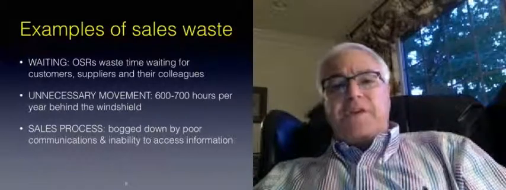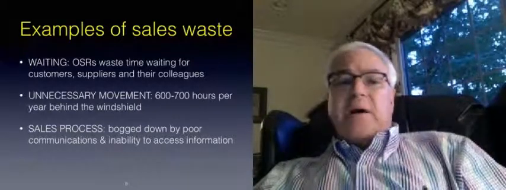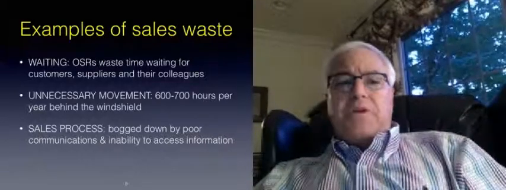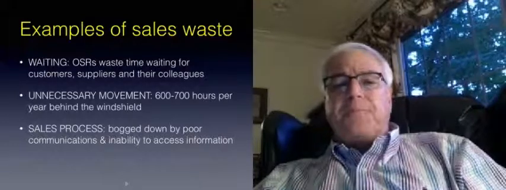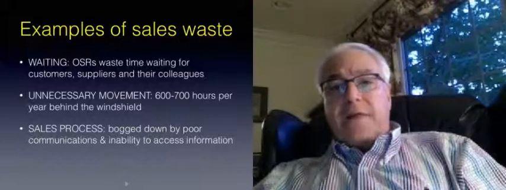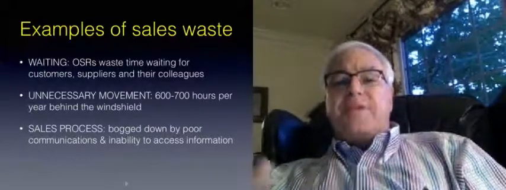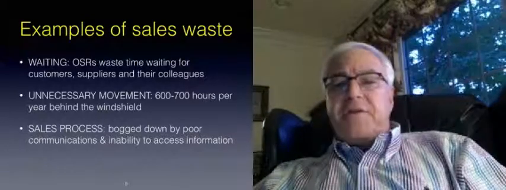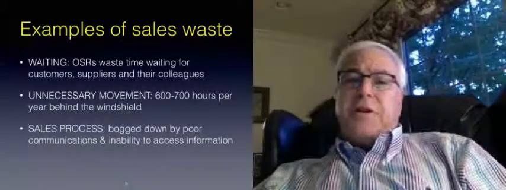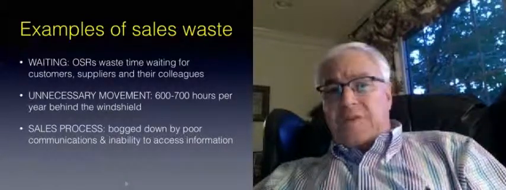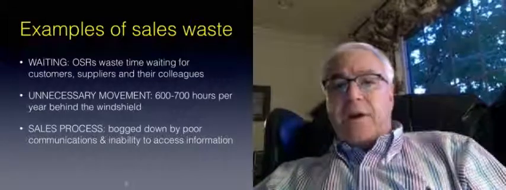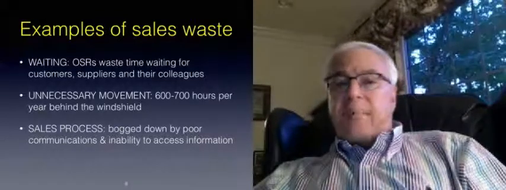Now, examples of sales waste are, thinking of the 7 waste areas in the TPS system. One is waiting, which is outside sales reps, I call them OSRs, wasting time waiting for customers, waiting for suppliers, and also waiting for their own colleagues within the company to do something so the salesperson can then do whatever it is that they need to do. Another example would be unnecessary movement. Just thinking of the outside sales rep who drives 20,000 miles a year during the business day. That's about 600 to 700 hours a year of business selling time spent behind the windshield.